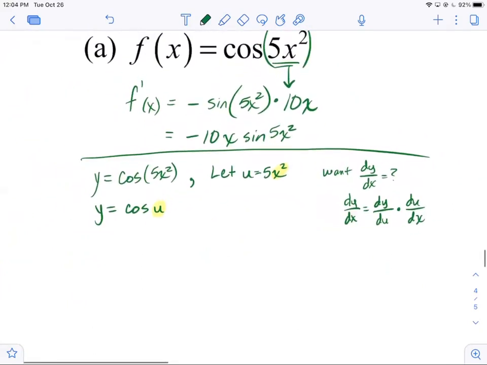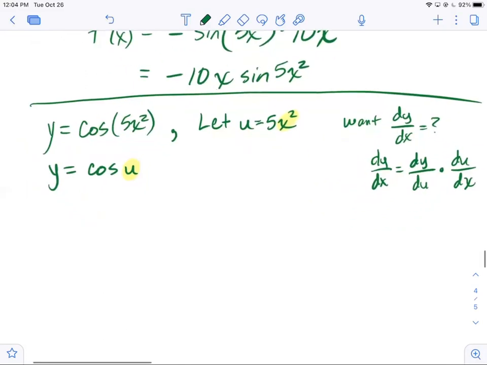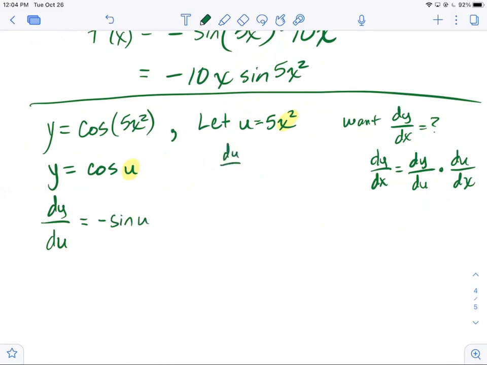So all this does is it gets rid of the chain rule, because you now split it into two separate derivatives. Both of them are pretty straightforward. So here we go. The derivative of y with respect to u is going to be negative sine of u, right? And the derivative of u with respect to x is 10x. So neither one of those individual derivatives required the chain rule. They were just straightforward derivatives.